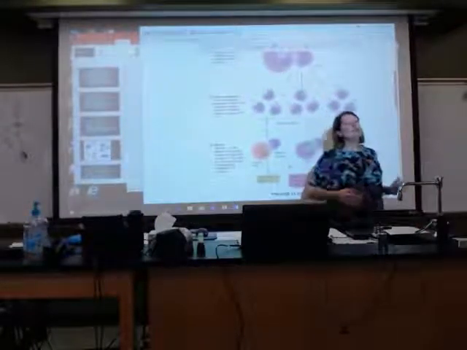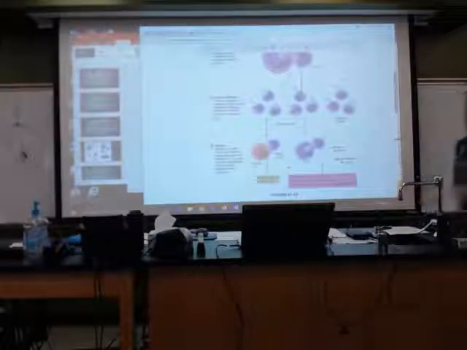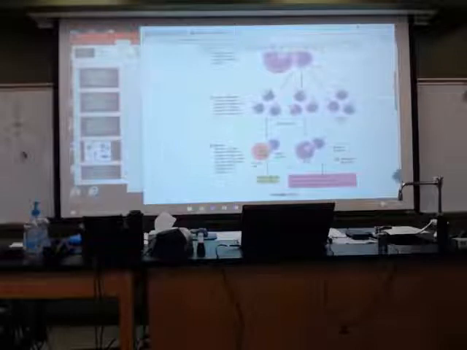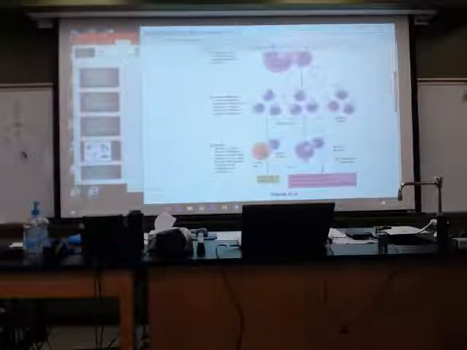Wait, so does it do all of them, or does it just choose? It depends on what it's attacking. Does it need to attack something where we've got to lyse the cell, or do we need something that's going to become a helper for fighting and making antibodies? Okay? So how would you make more of those?